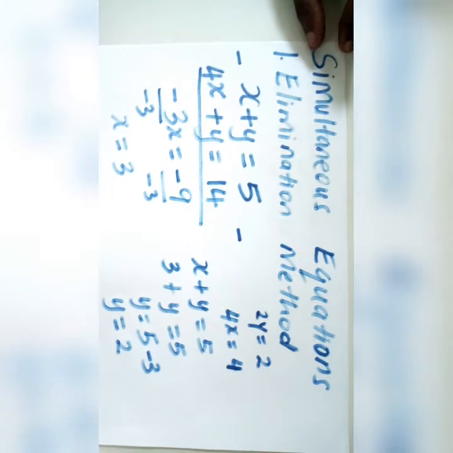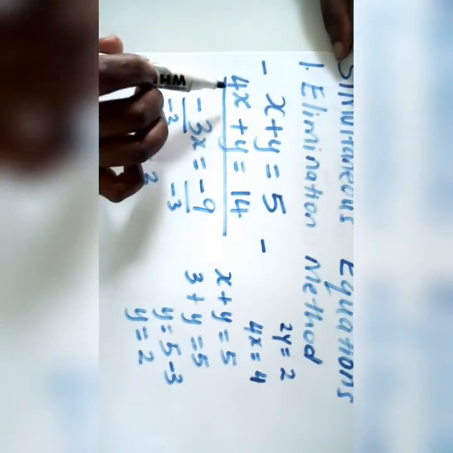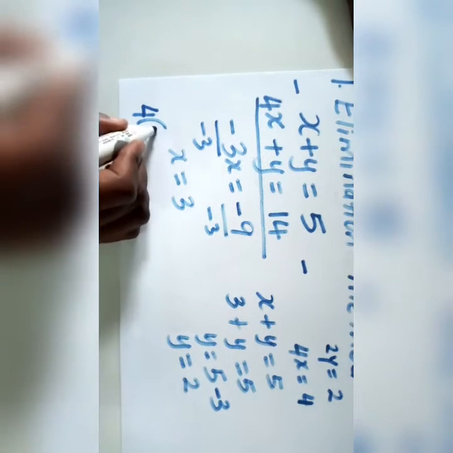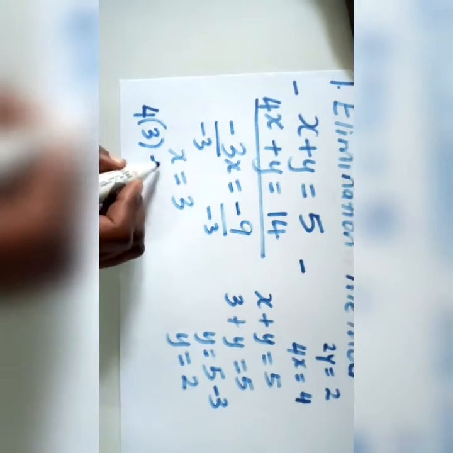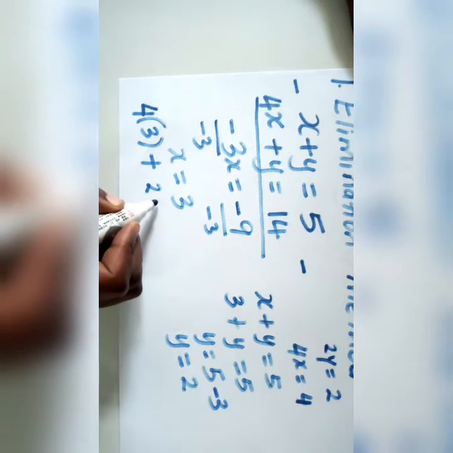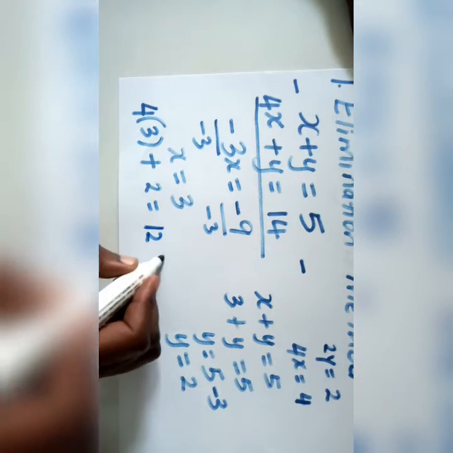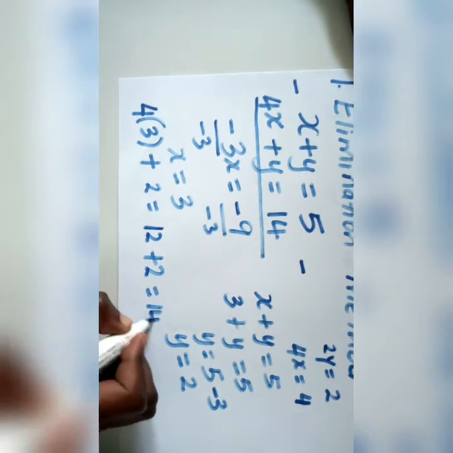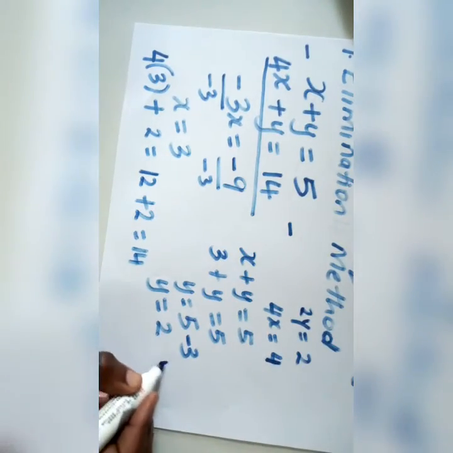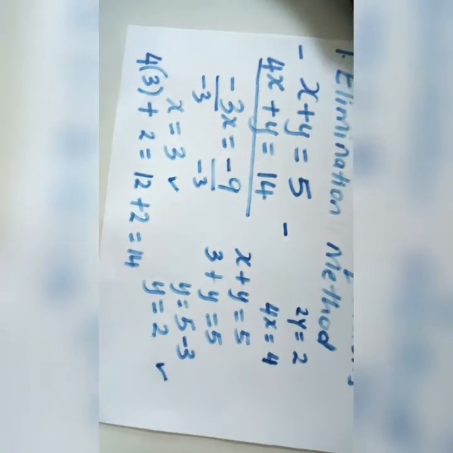And if you want to check whether your answers are correct, you're allowed to substitute these two values in any of these equations. So you can use the second equation. So we have 4x, so 4 times our x is 3, so I'll just put 3 there, and then plus our y is 2 equals, so does this give us 14? Let's see. So 4 times 3, that is 12, plus 2 equals 14. So now you can even mark for yourself, that is correct and that one is correct.